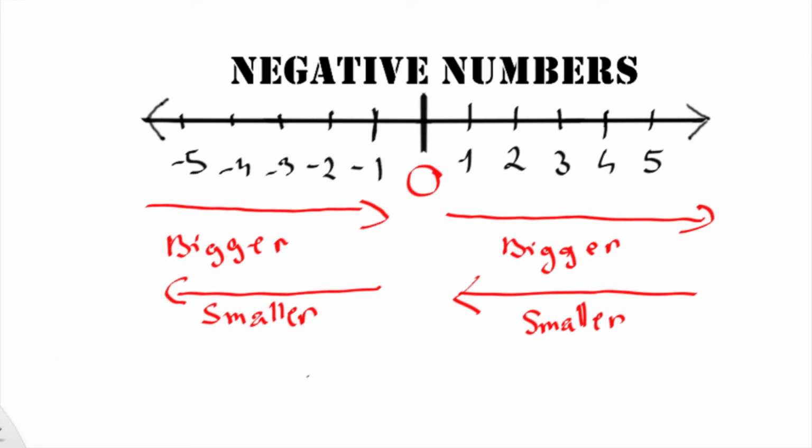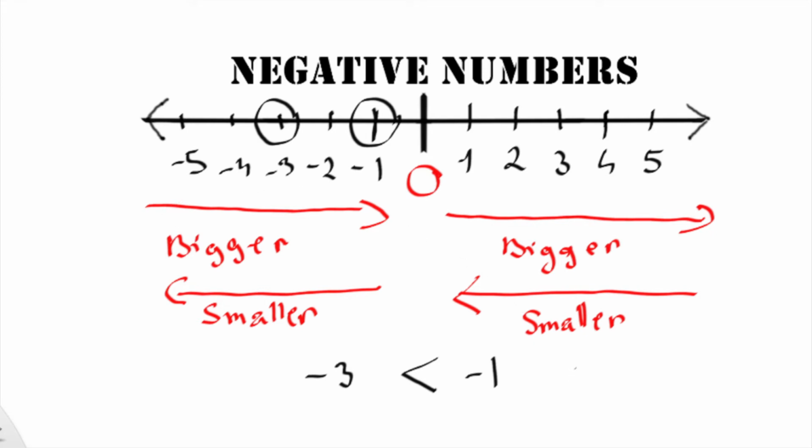Let's try to compare -3 and -1. So remember, we are on the negative side. Okay? -3 is here and -1 is here. Now, which one of them is more to the right? It's -1. That means -1 is bigger than -3, because -3 is more to the left.